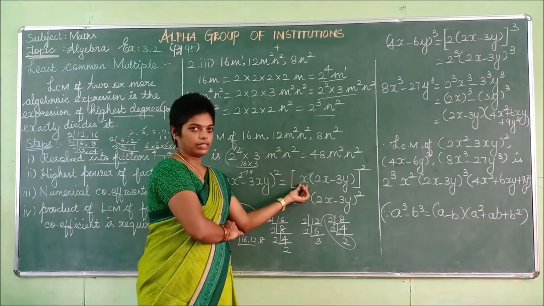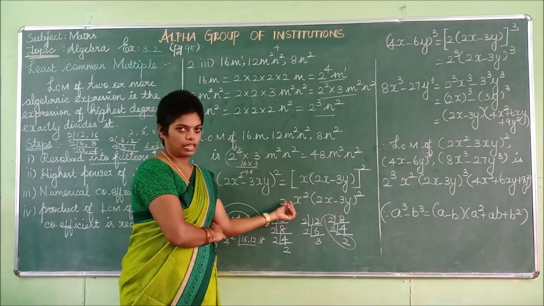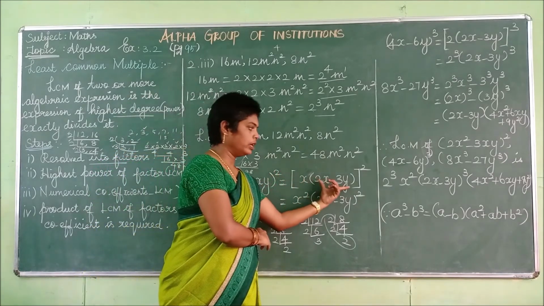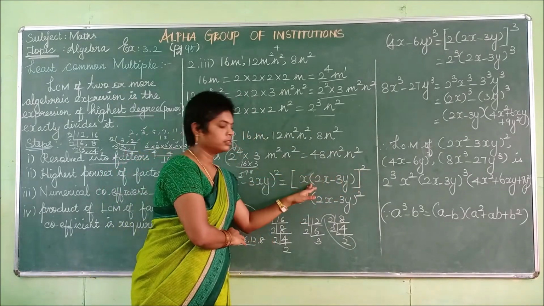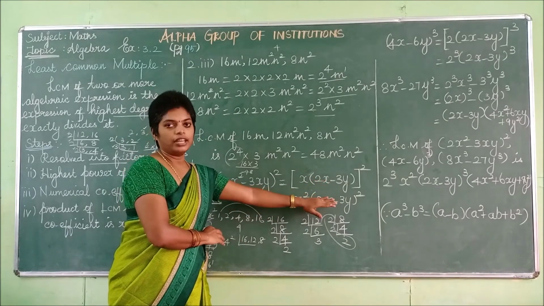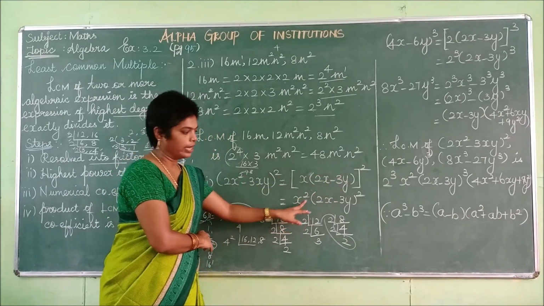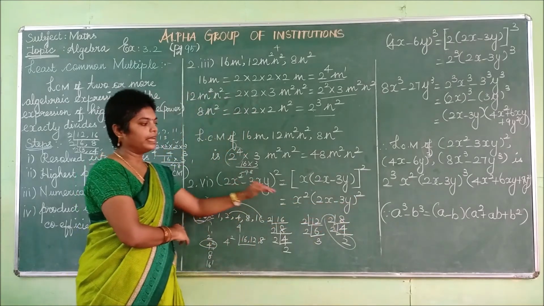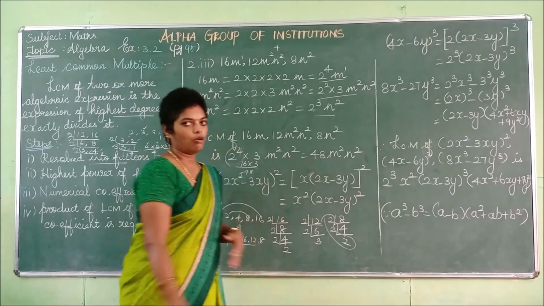So you take x as common, into what are the other terms? 2x minus 3y. This whole square only, so you can put another bracket and put that square value. Then you apply the square for each and every term. So x whole squared is x squared, times 2x minus 3y the whole square. So this can be rewritten as x squared times 2x minus 3y the whole square.